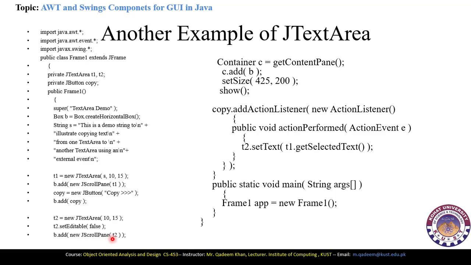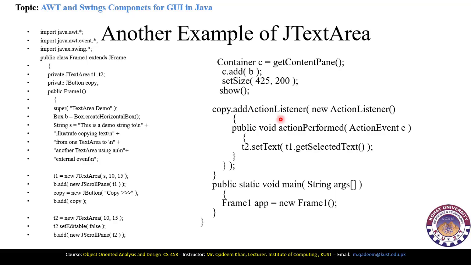So the scroll pane is added for the t1 text area and it is in fact added to the b. Now we have Container c = getContentPane, which defines the window of the application. c.add(b) means that this box is added to the container. So here, instead of the panels, that is JPanels, we are using just a box. Now setSize(425,200). This defines the size of the window by using x-axis and y-axis pixels, and it is shown here.